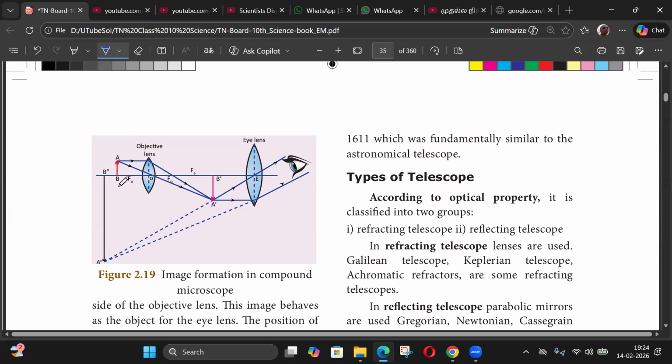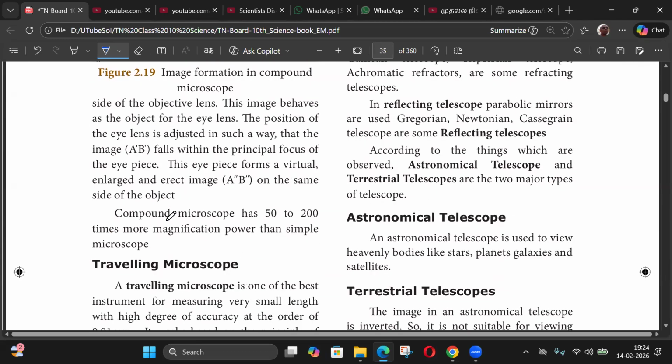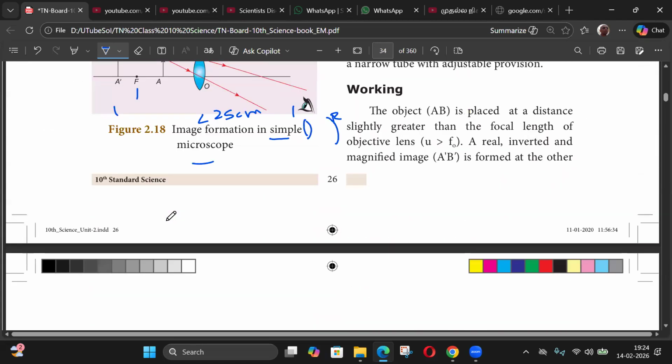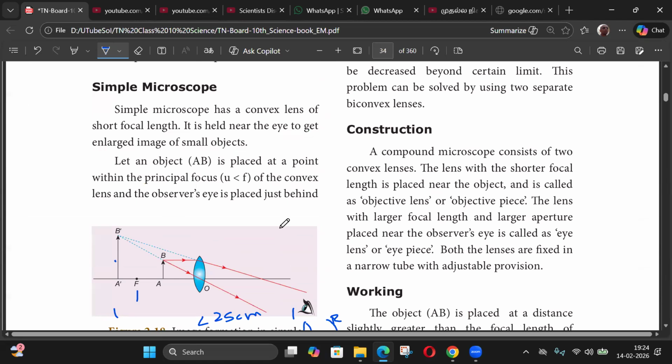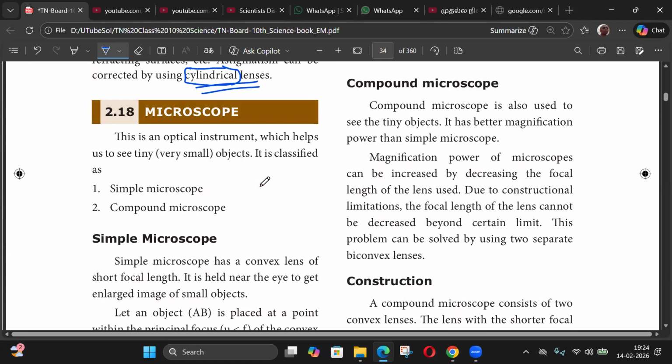The object is beyond the focal point of the first lens, so the image will be real and inverted here, and this will come within the focal point of the second lens. This is FE, this is FO. This FO is short because it's a fatter lens. This is a thin lens, so the focal length will be large. This is an inverted image, so you see the inverted image. So this is the compound microscope. There are two types of microscope, one is simple and the second one is compound.